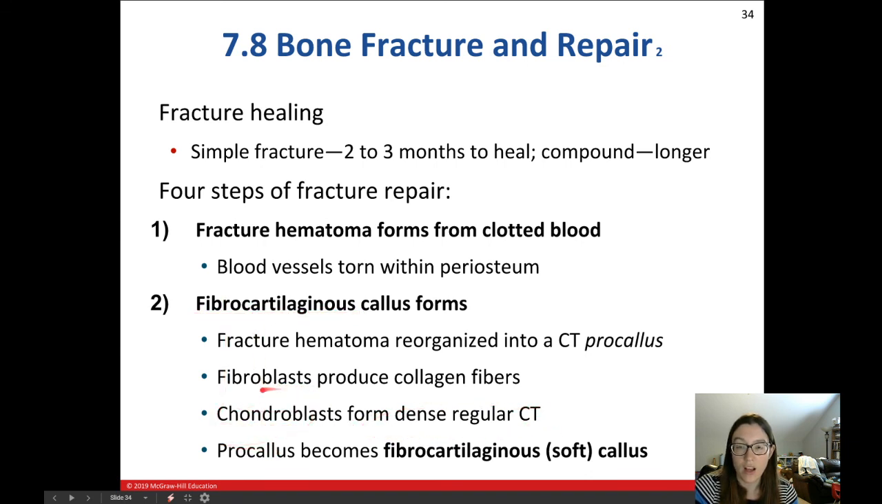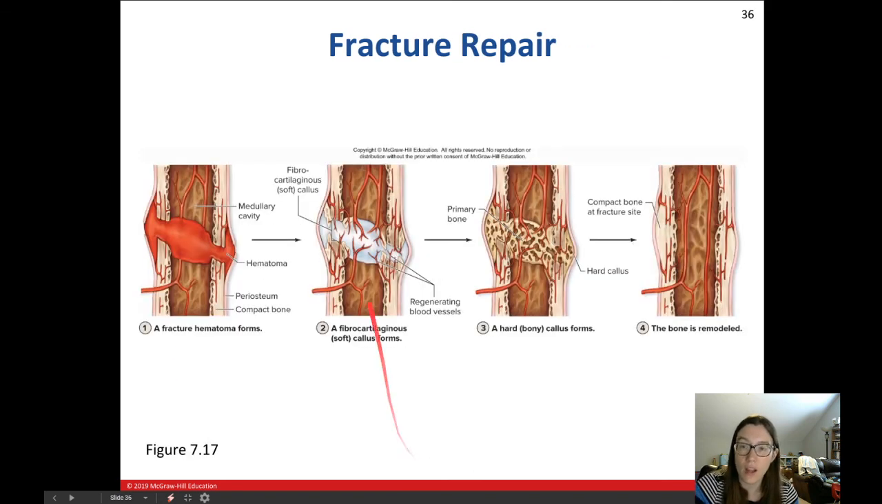Remember that fibrocartilage has lots of collagen fibers in it. And so this procallus becomes a soft fibrocartilaginous callus. And so here we've got this fibrocartilage callus that's here, and it's got lots of collagen in it, this soft callus. At this point, it's going to be trying to connect the ends of the bone and trying to get this a little bit more stable.